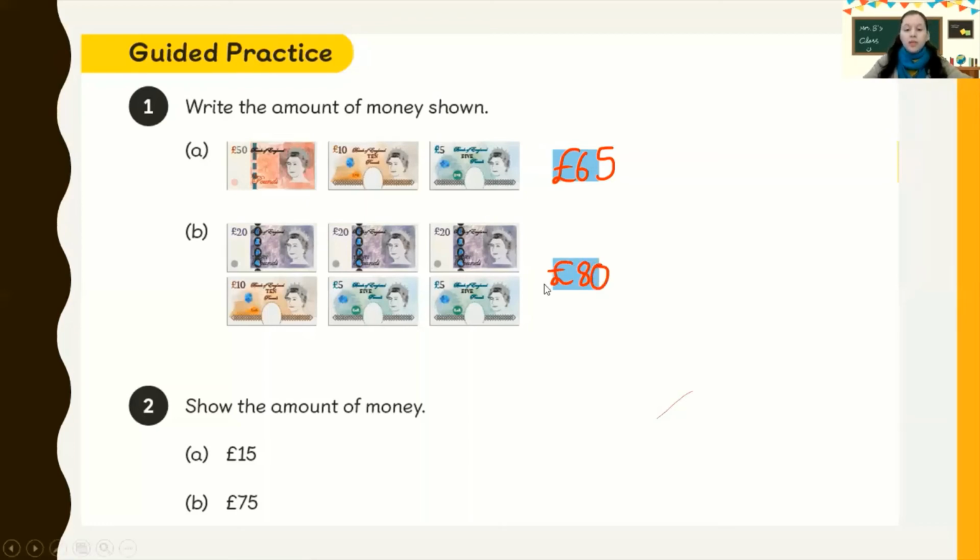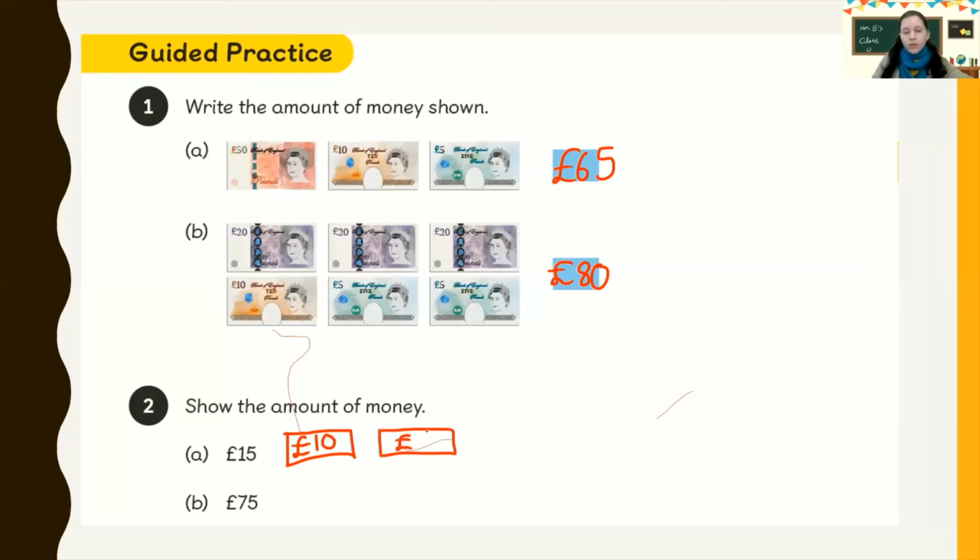Show the amount of money now for question 2. So as I said last time, you don't need to try and draw the queen. I definitely can't with this thing. So I'm just going to draw some rectangles that are my notes with amounts in. So what could my first note be? That's right, I could have a 10 or a 5. I'll go with a 10. Which note do I need now?